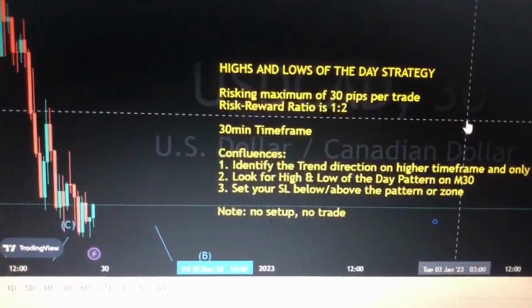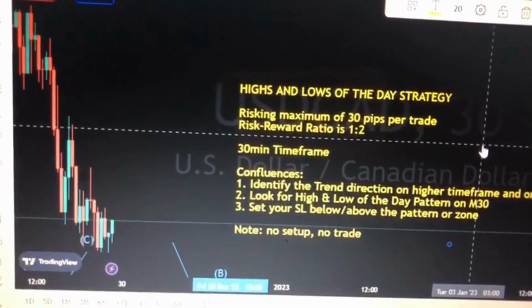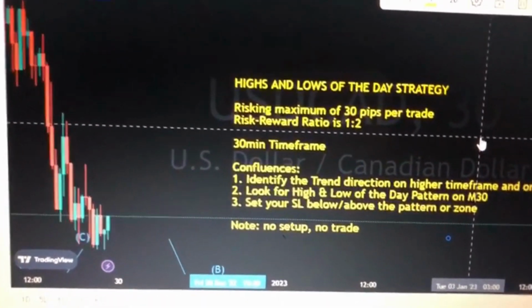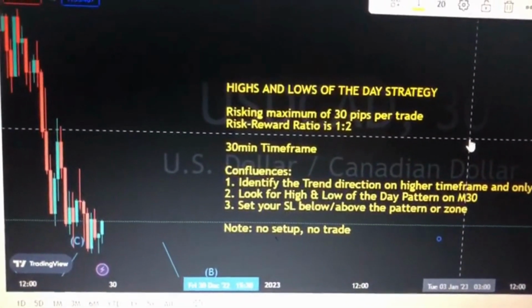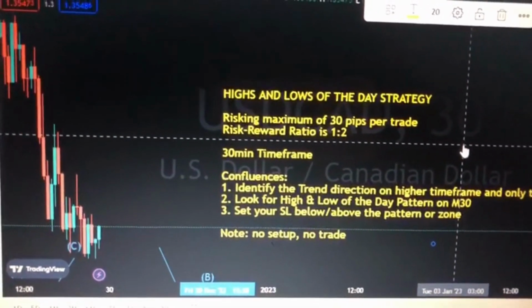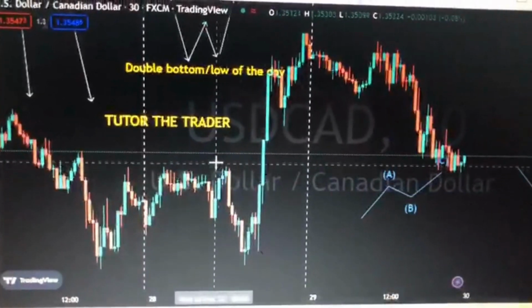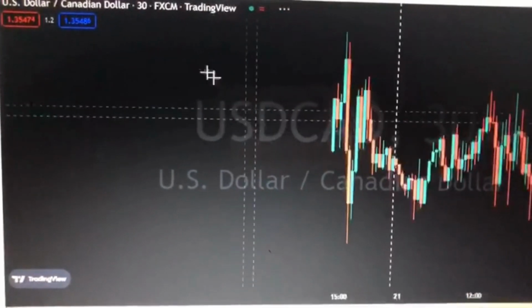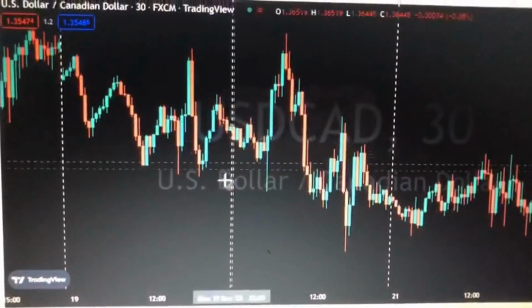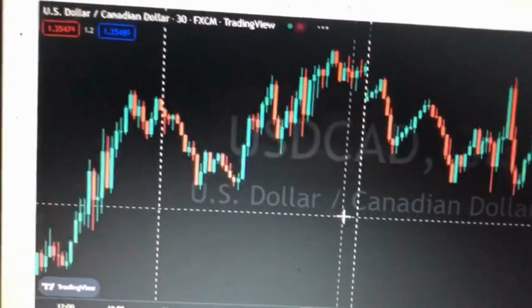So if you are a day trader and you are new to Forex, you can key into this strategy and just look for that pattern. So no setup, no trade. So I'm going to be showing you how you are going to place this. So let me look for an example right now. I'm trying to look for an example. Now, this is a perfect example.